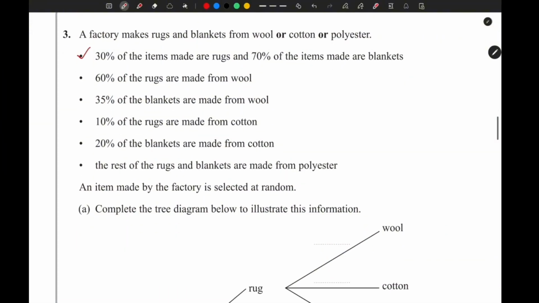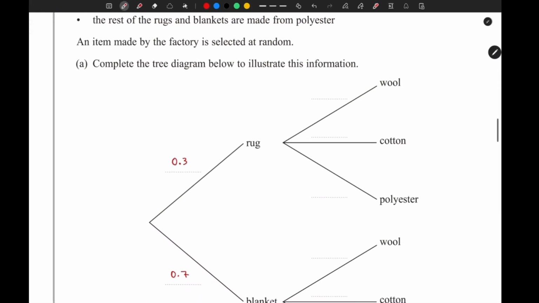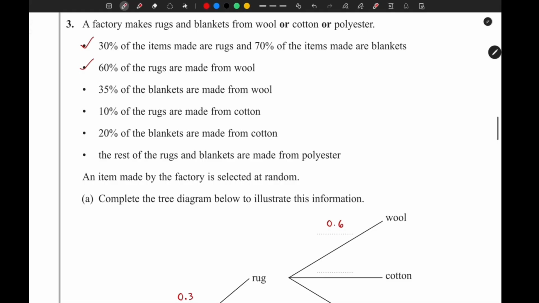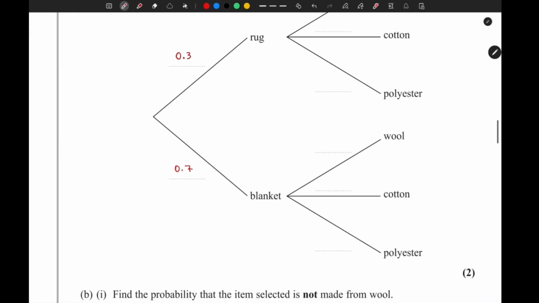Now for the second part, 60% of the rugs are made from wool. So rugs 60% and wool. So this will be 0.6. So this information is used. And 35% of the blankets are made from wool. So this will be 0.35.